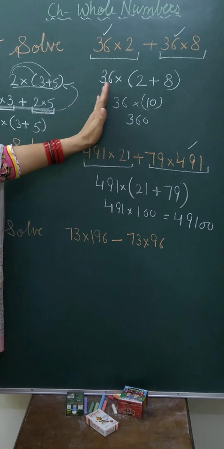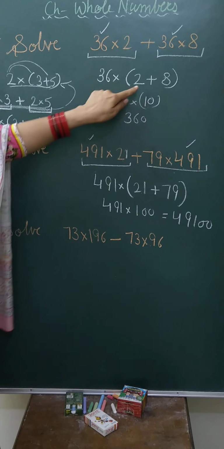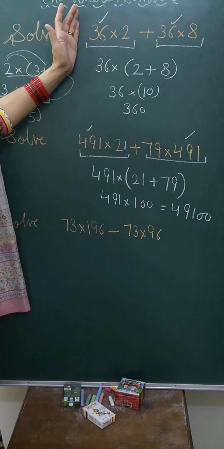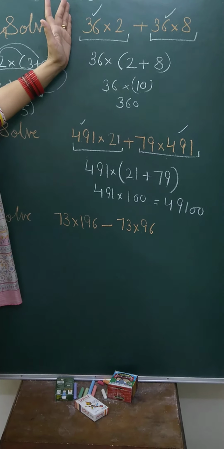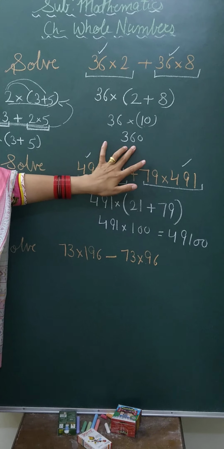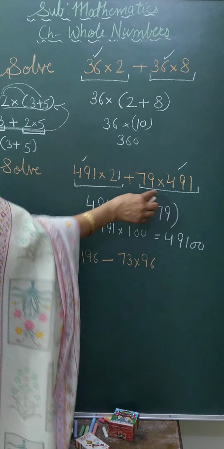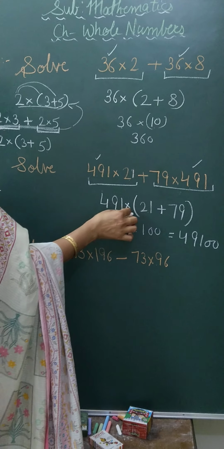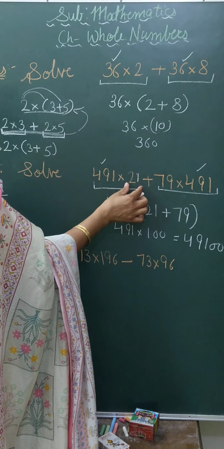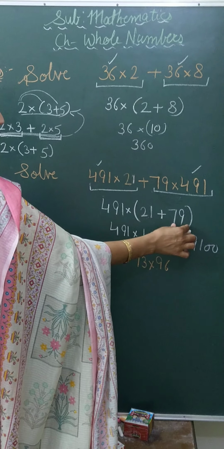You are making your question simple like this. You are starting with the second step of distributive property and then making the first step. Then you are solving the bracket and multiplying the answer with the outside number. Here also you are finding which number is there in common. Take that common number out with the sign and then write down the remaining numbers, and the remaining number is 21 and here the remaining number is 79.